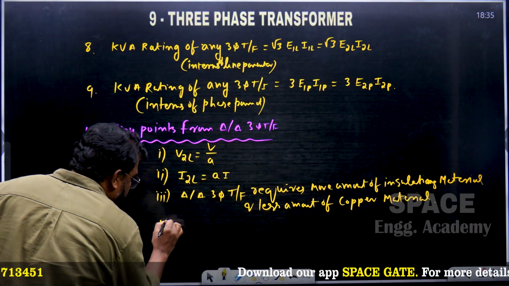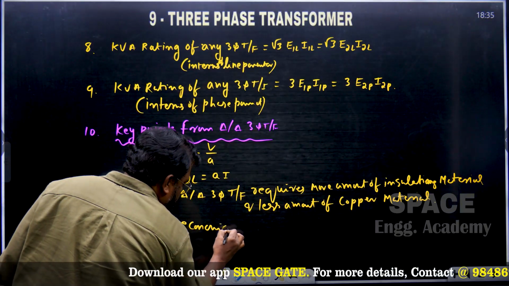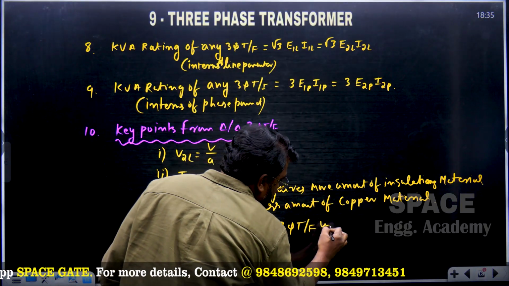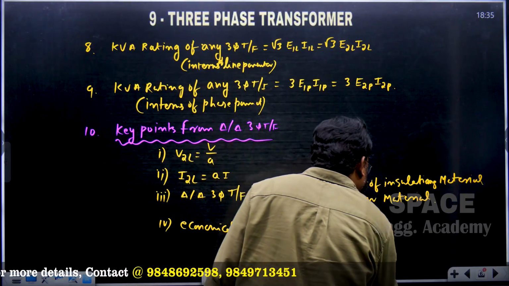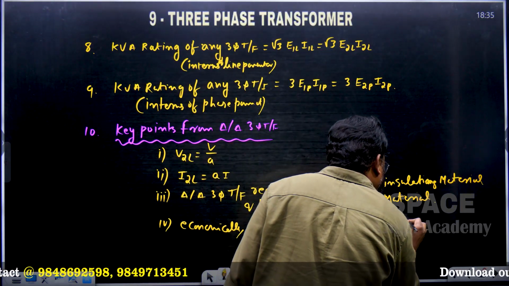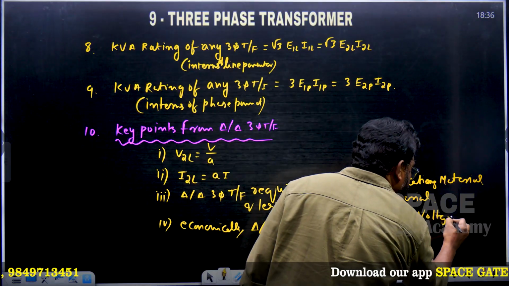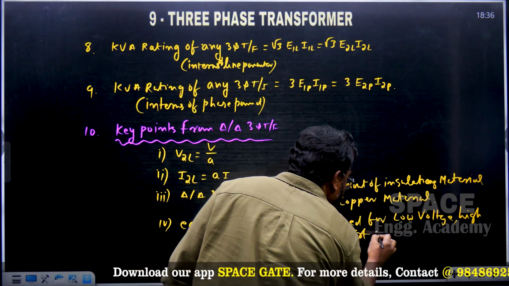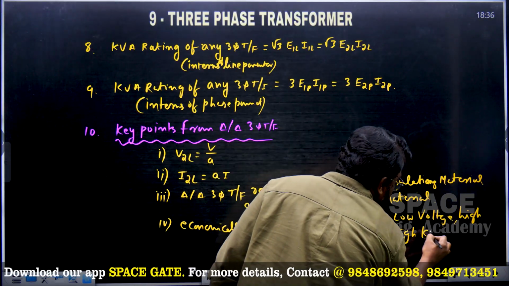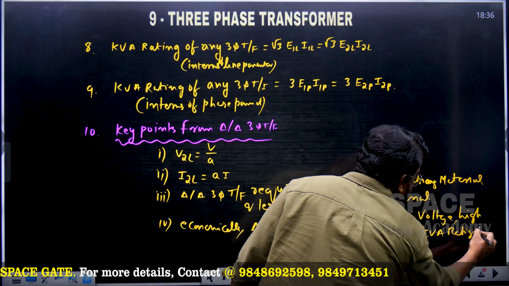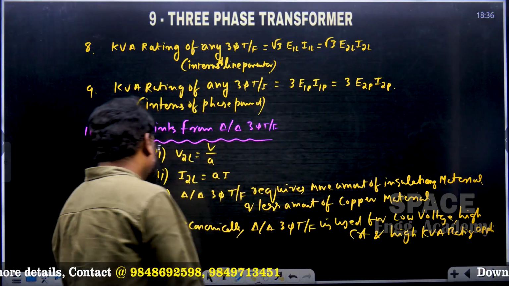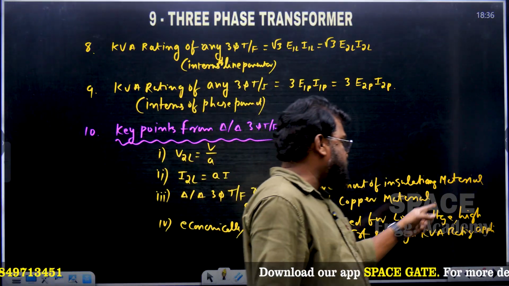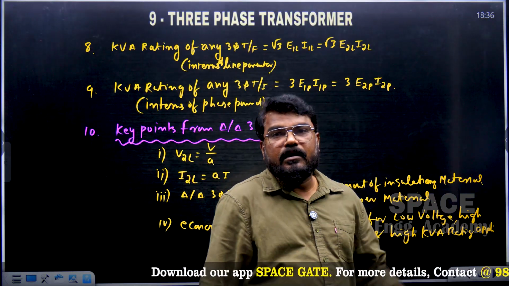And economically, this delta three-phase transformer is used for low voltage, high current and high kVA rating applications. So economically, the delta three-phase transformer is used for low voltage, high current and high kVA rating applications.